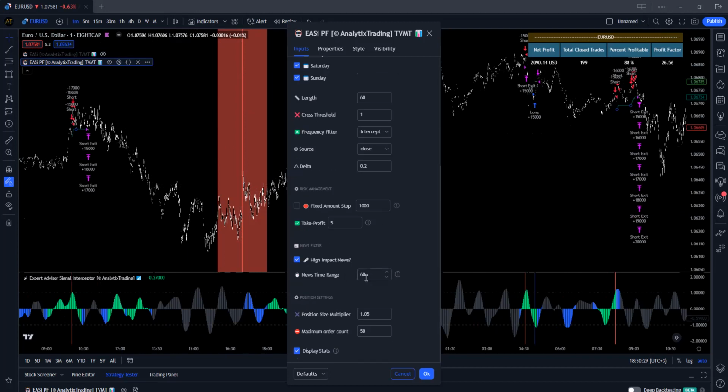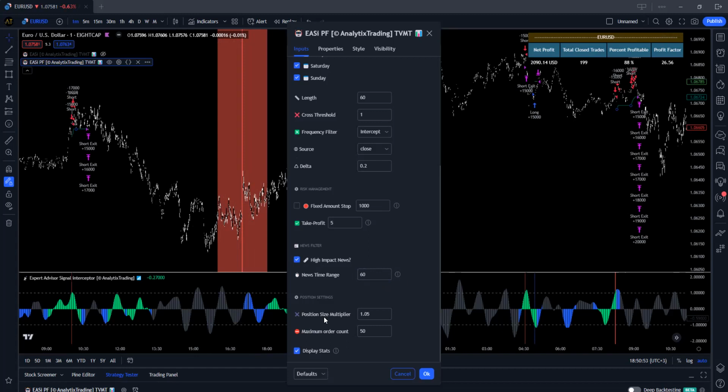The news time frame filter lets you know that whatever you input here, it'll take into account X minutes. So 60 minutes before the news happens, no trades will be opened and no trades will start being opened until 60 minutes after. So that's what this is. You can choose to unselect this and not worry about that.